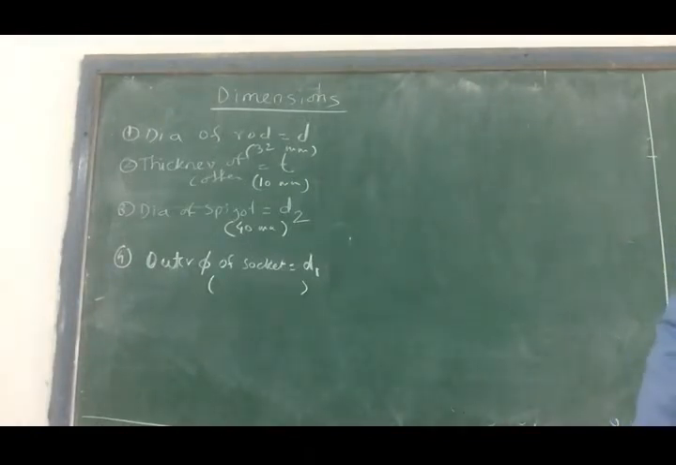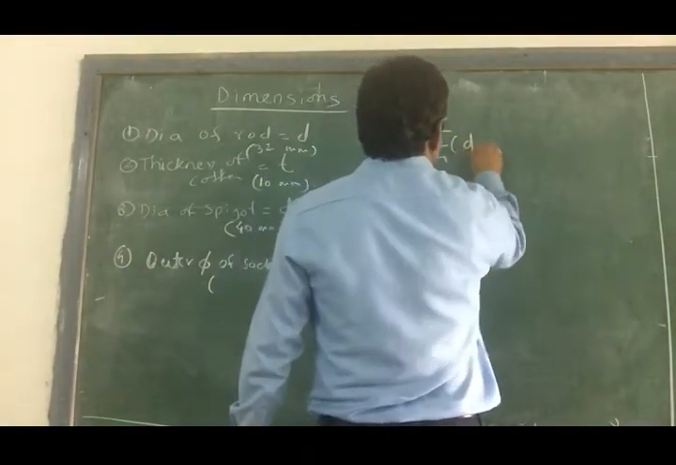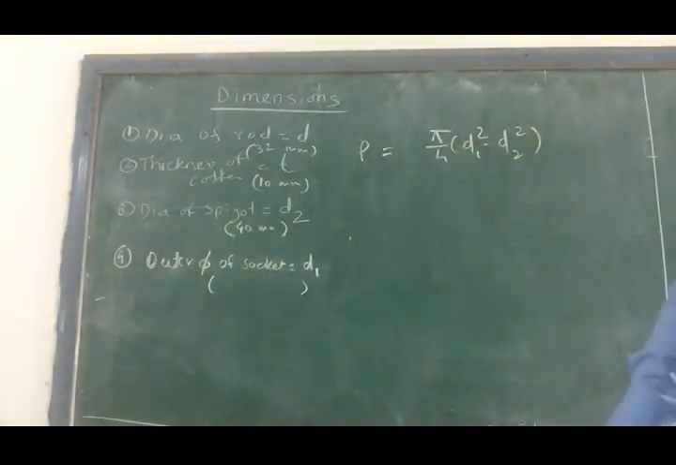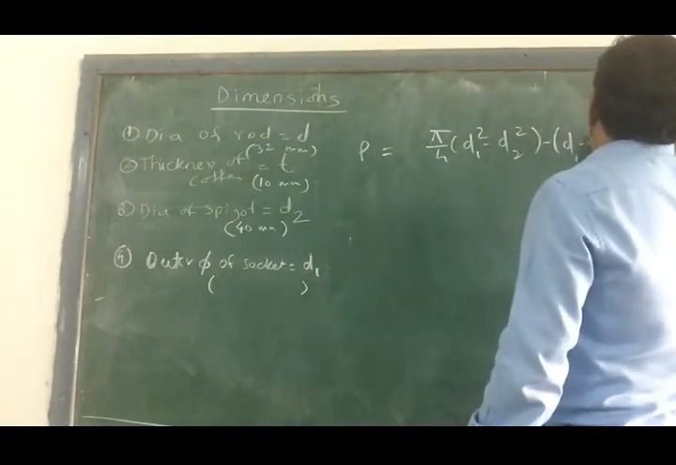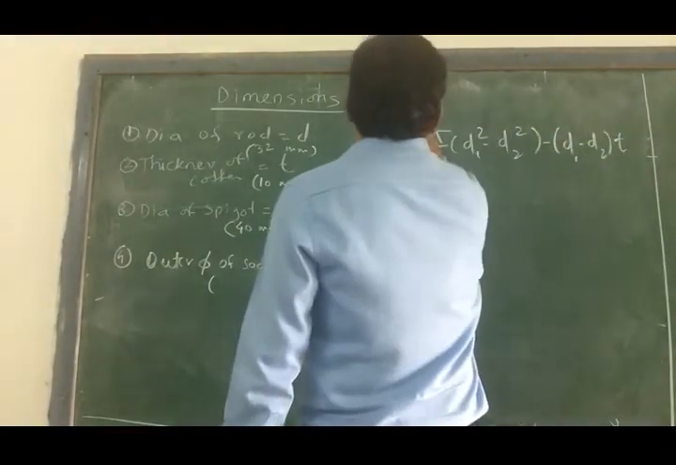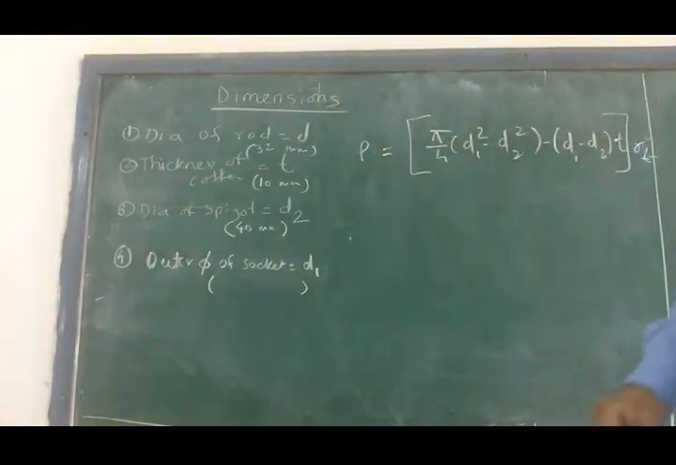So now what is the load P? P is equal to pi by 4 D1 square minus D2 square, minus D1 minus D2 into T, into sigma T. We have seen the formula in the previous lecture. This is the formula for calculation of P, basically the load on the socket.